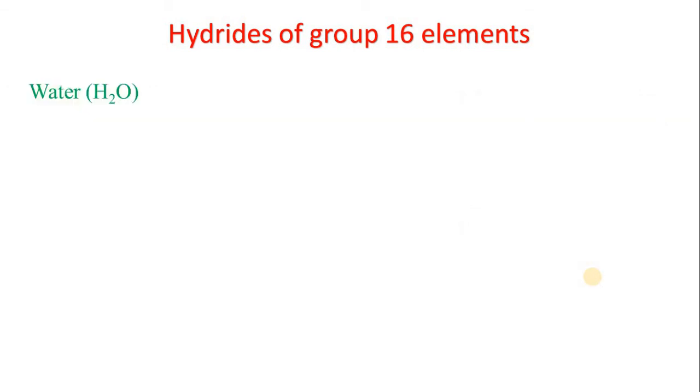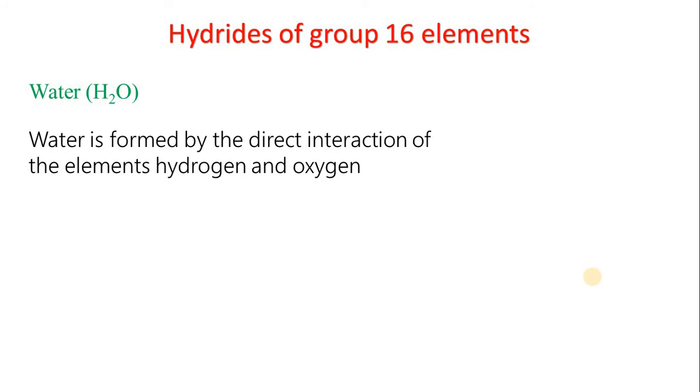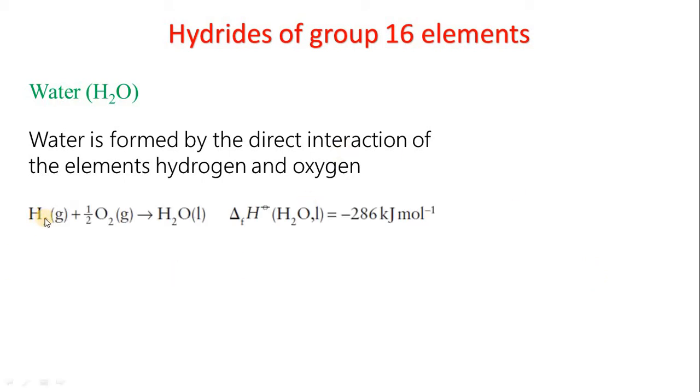Let's come first to water. Water is formed by the direct interaction of the elements hydrogen and oxygen, actually dihydrogen and dioxygen. If you combine hydrogen gas with oxygen gas in the ratio of 2:1 mole, you will get water in the liquid state. And the enthalpy of formation is negative. The reaction is exothermic, and the value is minus 286 kilojoule per mole.